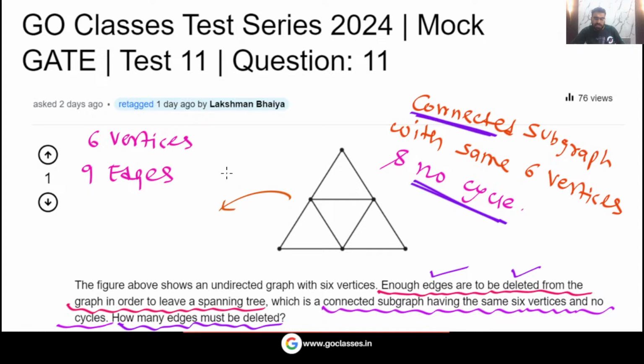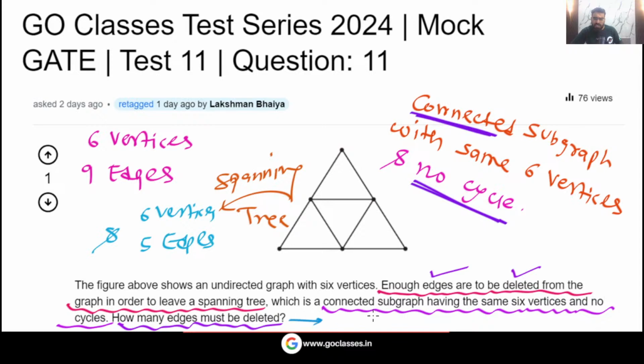If you are creating a spanning tree, basically if you are creating a tree from this, then the remaining edges must be 5. Is this clear? So remember, you must have 6 vertices and 5 edges. So how many edges must you delete? That is 9 minus 5, that is 4 edges must be deleted.